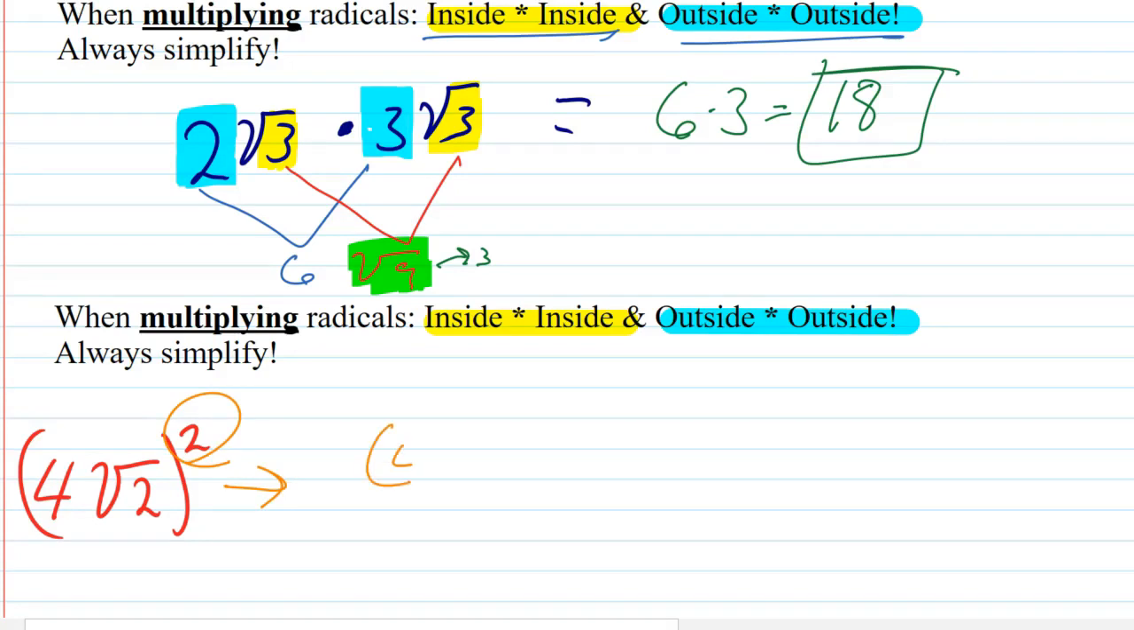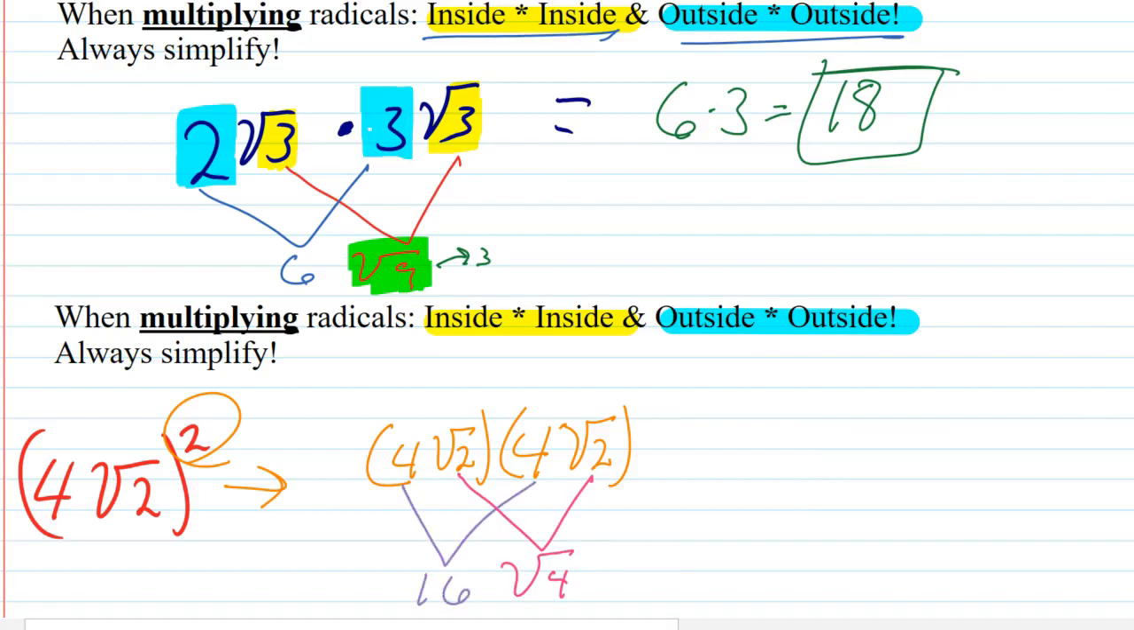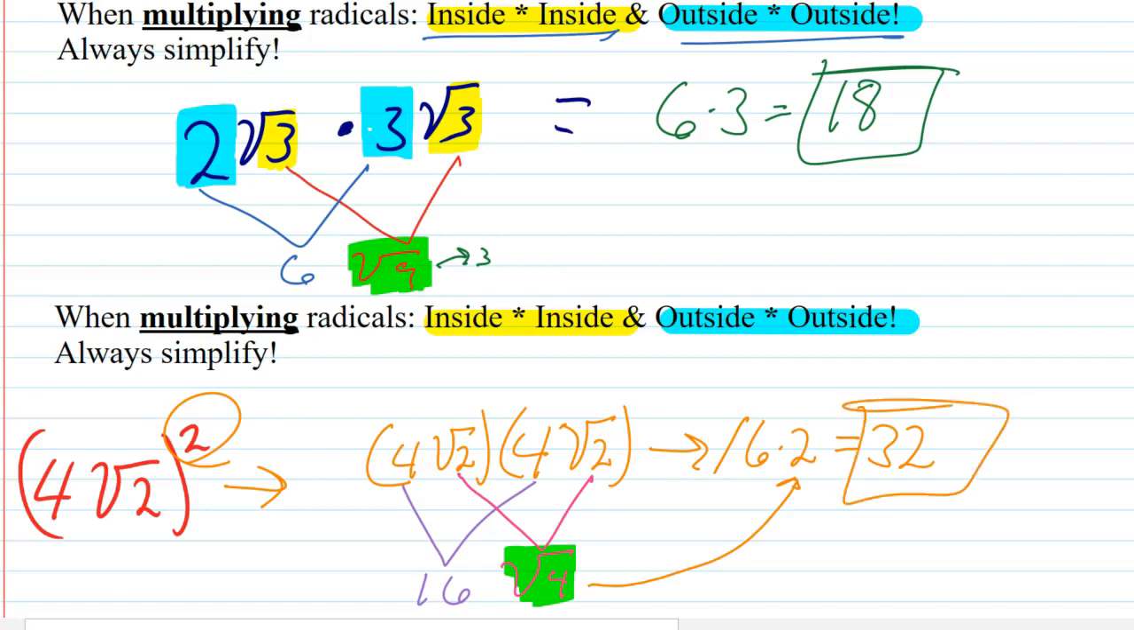What that gives you is 4 square root of 2 times another 4 square root of 2. Inside times inside: 2 times 2 gives you the square root of 4. Outside times outside: 4 times 4 gives you 16. I can take the square root of 4. 16 times 2 is equal to 32. I got the 4 becoming the 2 to give me the 32.